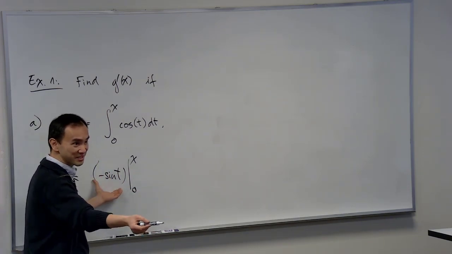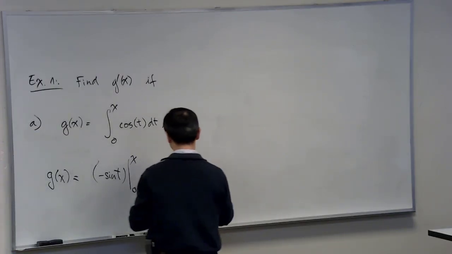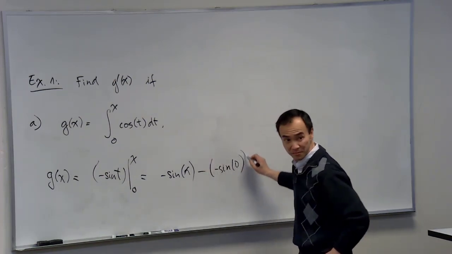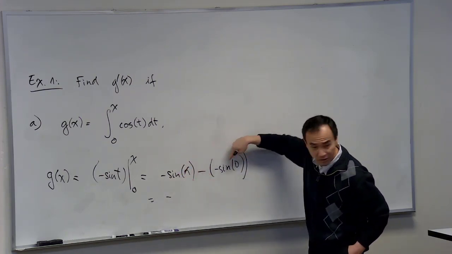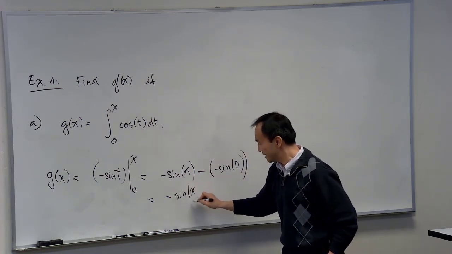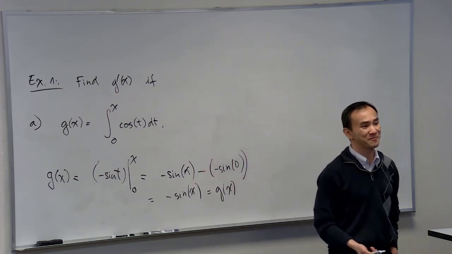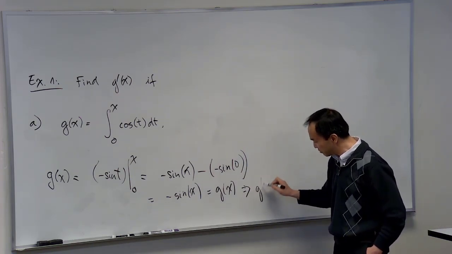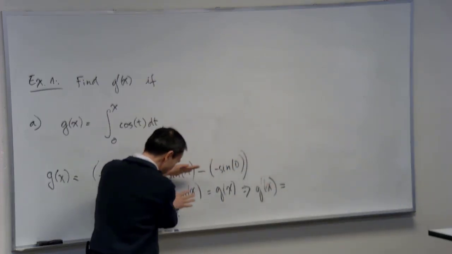According to what you have learned, they substitute that in and get minus sine of x, and then subtract the negative sine of 0. Sine of 0 is 0 anyway, so you come up with a function being minus sine of x, and you call that your g right here. It sounds like a working plan, right? And then it leads to g prime, taking the derivative, once you know your g.